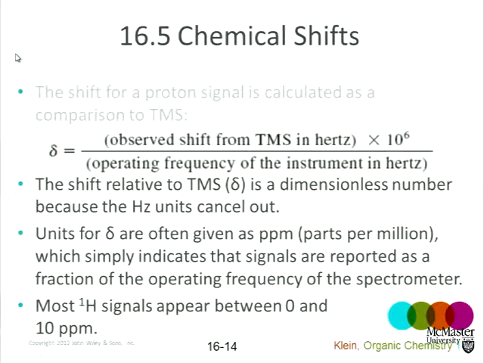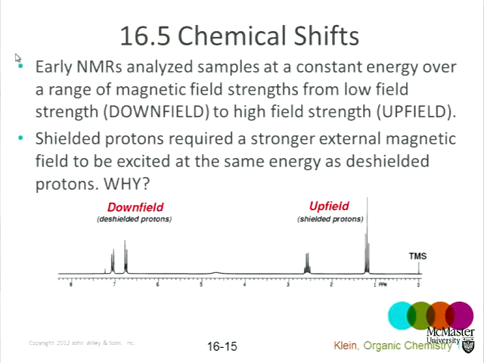Most proton signals appear between 0 and 10 ppm. I think I said all. Right, let's keep moving on. This is physics. And let's not even worry about downfield and upfield. Okay, so downfield to the left are protons that are deshielded. They have lower than normal electron density, and upfield is shielded protons with higher than expected electron density. So shielded protons require a stronger external magnetic field to be excited at the same energy as deshielded protons.